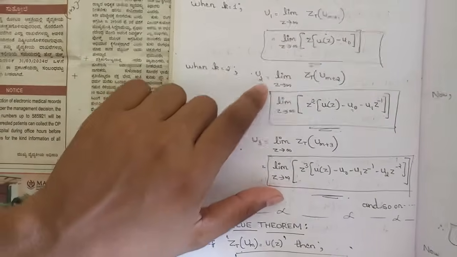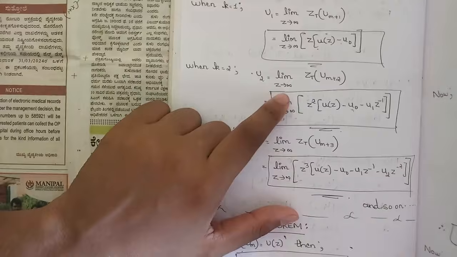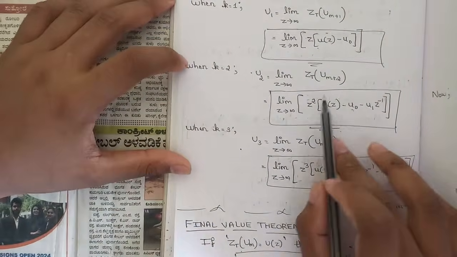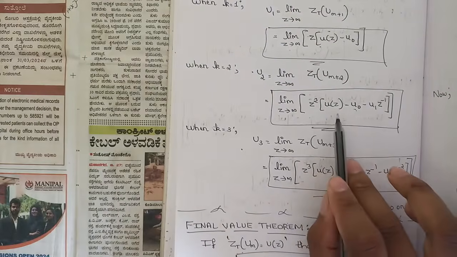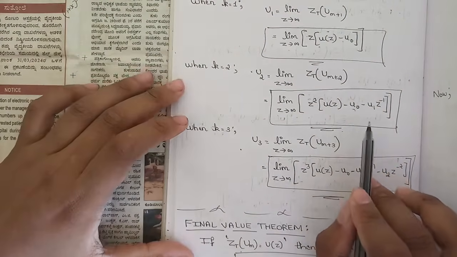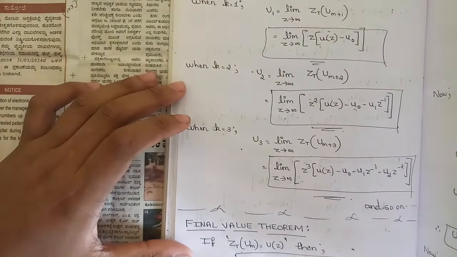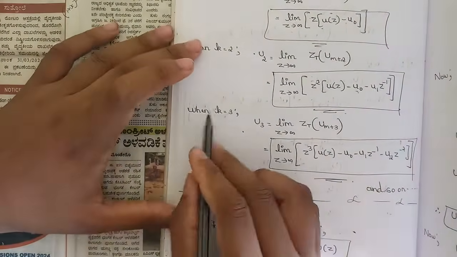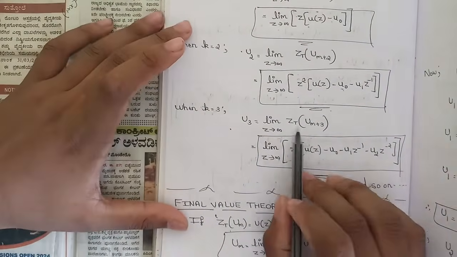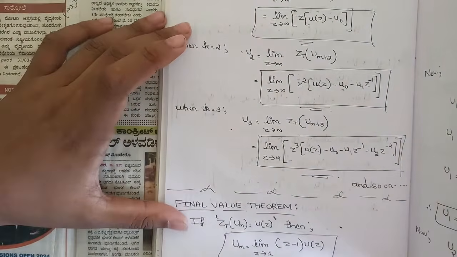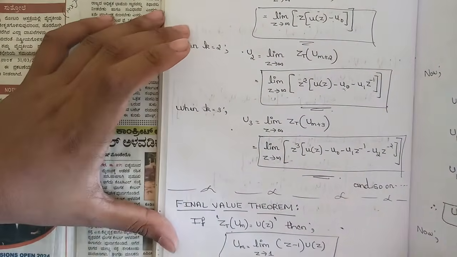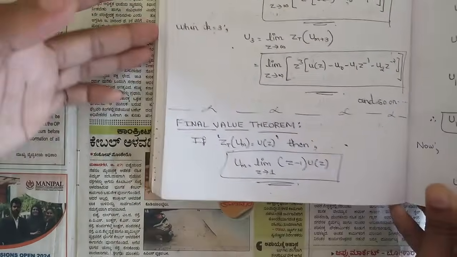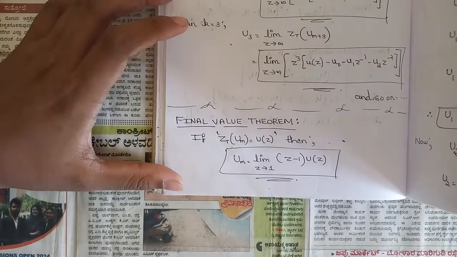Similarly, for k is equal to 2, that is u2 is equal to the limit as z tends to infinity of the z transform of u of n plus 2. It is given as the limit as z tends to infinity of z square into u of z minus u naught minus u1 into z to the power minus 1. Similarly, for k is equal to 3, we need to replace the z transform of u of n plus 3, and it goes on for k is equal to 4, 5 up to infinity. So now let's see what the final value theorem means.